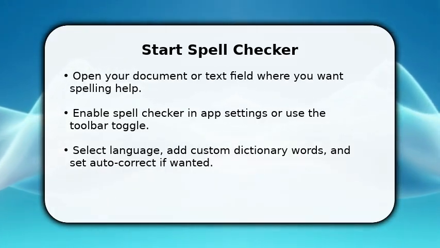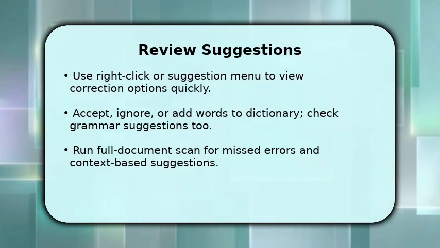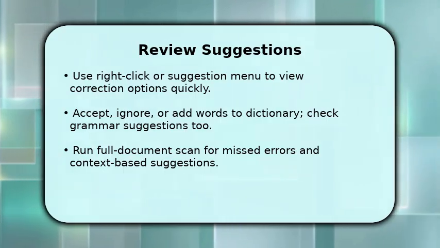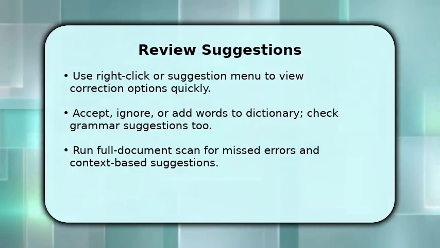You now review the suggestions the checker offers, evaluating each in context. Click or right-click the underlined word to see options and decide whether to accept the correction, ignore it, or add it to your dictionary. This prevents repeats.